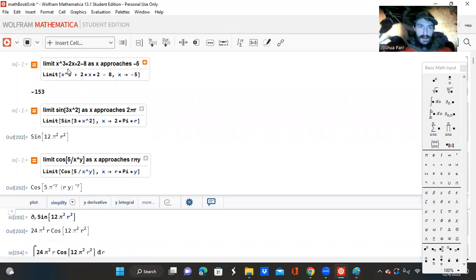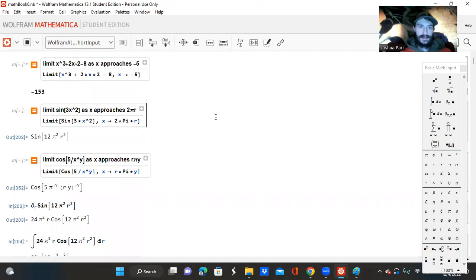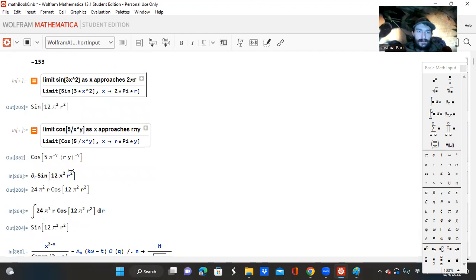And it did the same here when I asked for x cubed plus 2x times 2 minus 8 as x approaches -5, limit 150, -153. And then I did the same here as 3x squared, x approaches 2 pi r. I got sine 12 pi squared r squared. And then for this last one I asked for, we get a beautiful cosine 5 pi to the negative y, ry to the negative y.